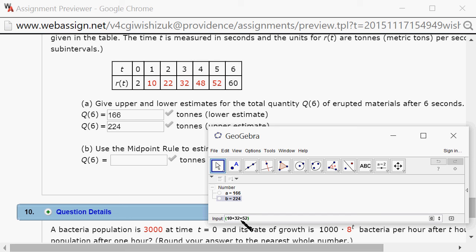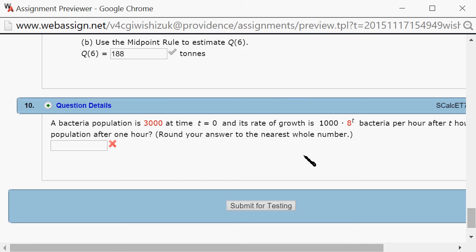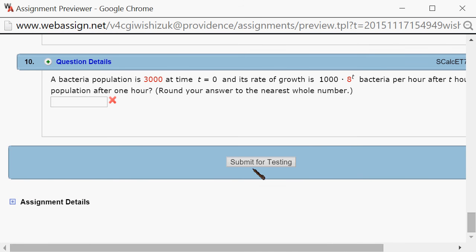But we multiply by 2 since we're using 2 intervals in one rectangle. So if you type that in, we get 180 and 188. All right, so that's the midpoint rule to estimate Q(6).